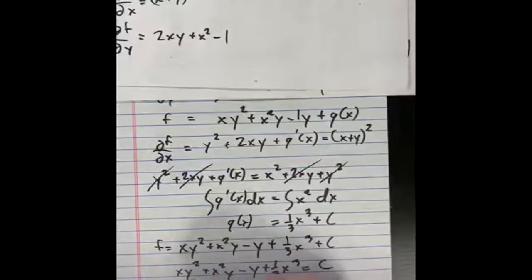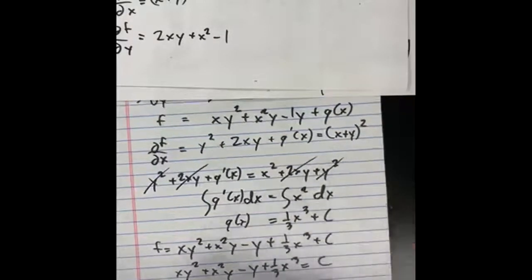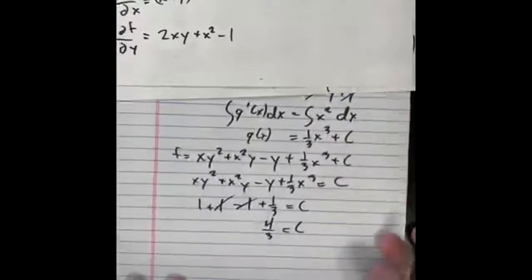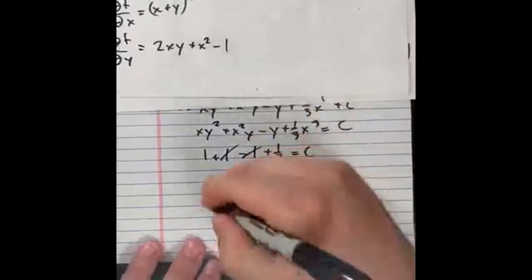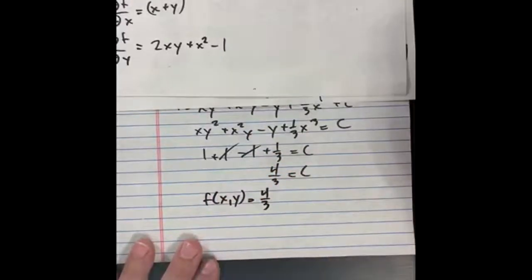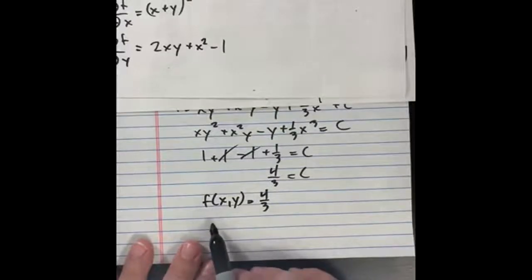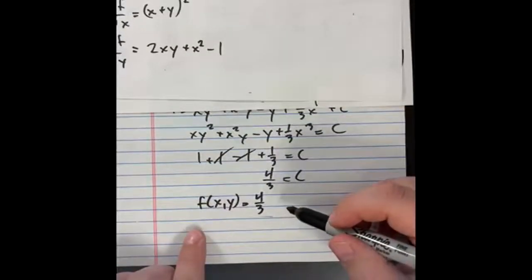So this turns into 1 times 1 is 1, plus 1, minus 1, plus a third, equals c. So 1 minus 1 cancel. We're left with 1 plus a third, so 4/3. C should be equal to 4/3. So really f of x, y equals 4/3 is the solution, with what our solution for f is previously. So that's the solution to the initial value problem. It's a particular solution, not a general solution.